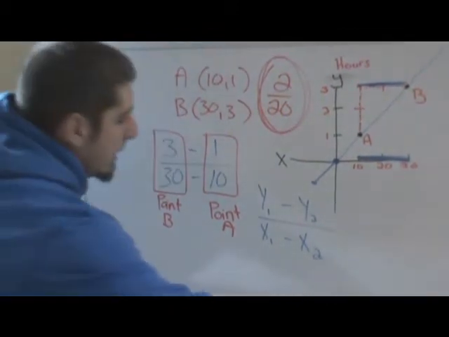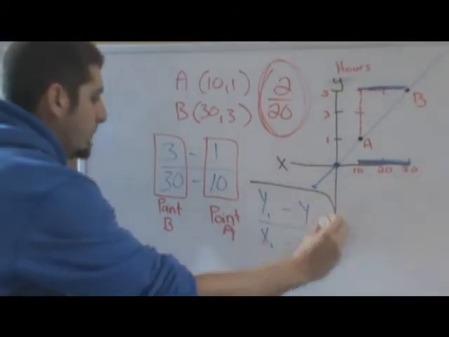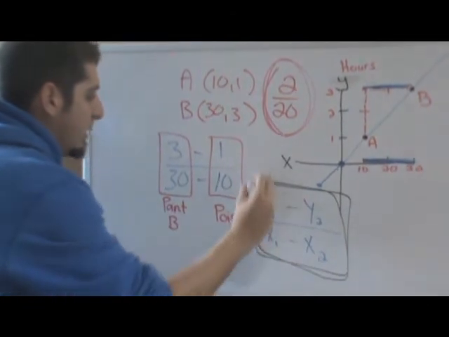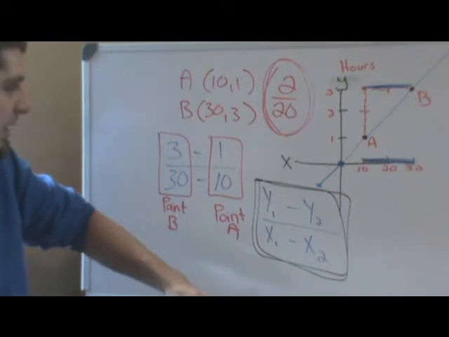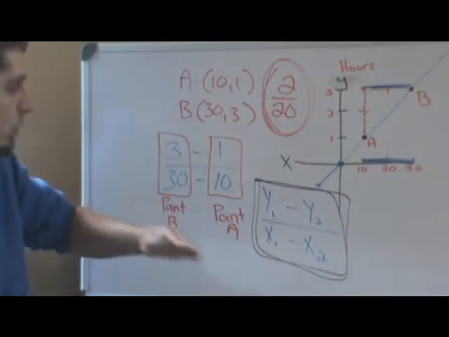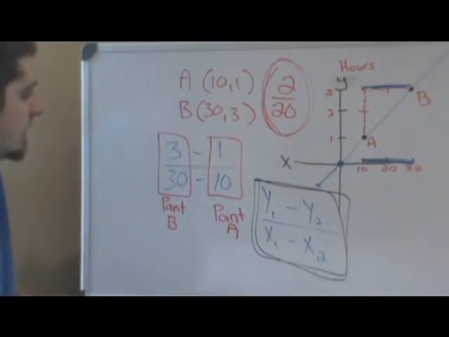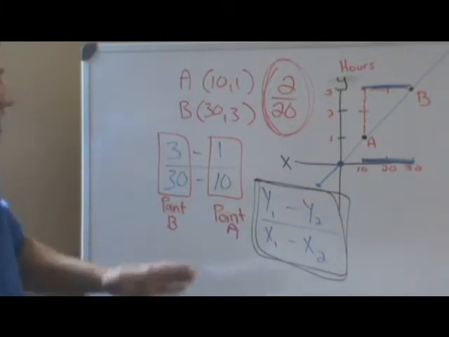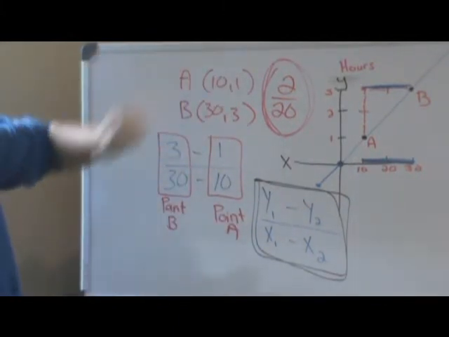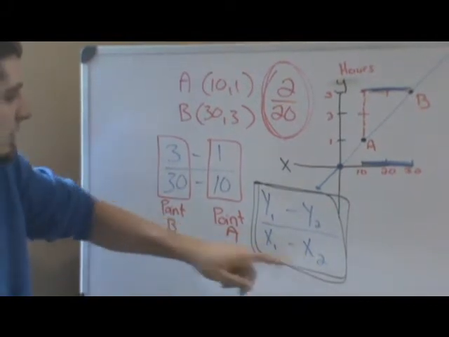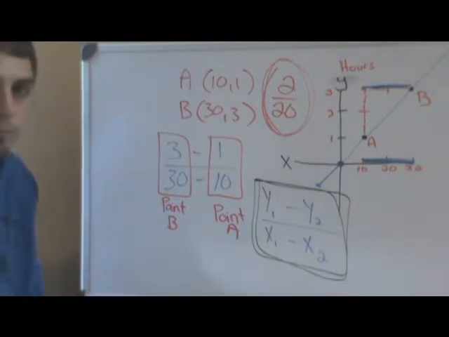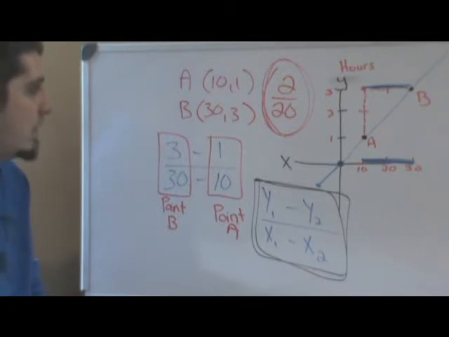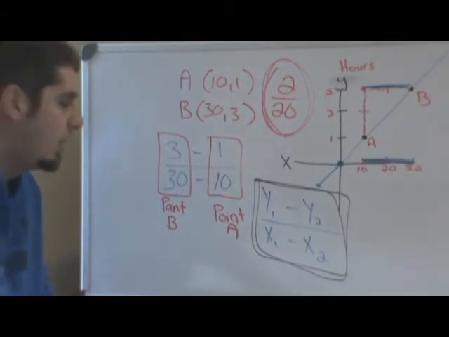So this formula right here, you want to write that down. And above it, you want to write, this is how you find rate of change or slope. The y's, again, represent the vertical distance between the 2 points. The x's represent the horizontal distance between the 2 points. Okay? If you need to pause the video at any point, please remember to do so.